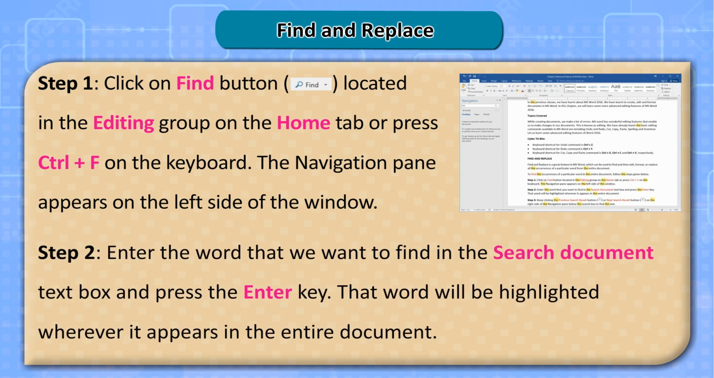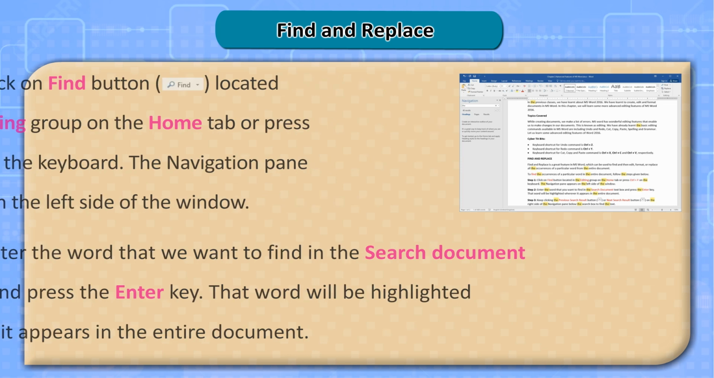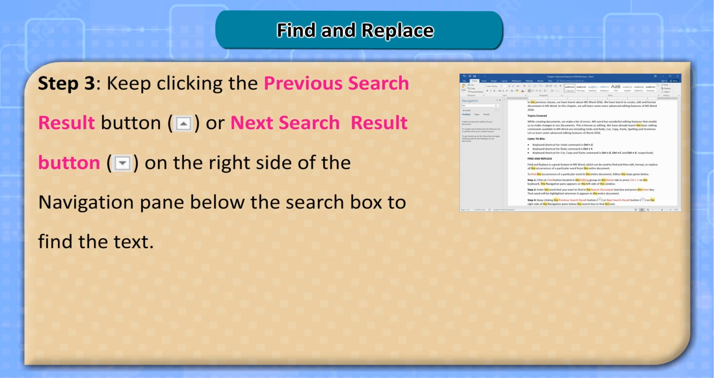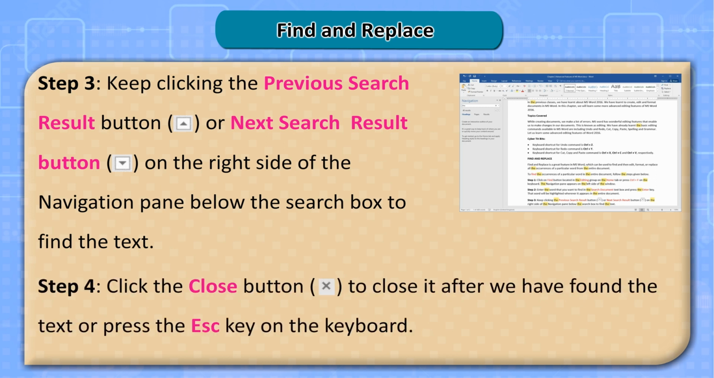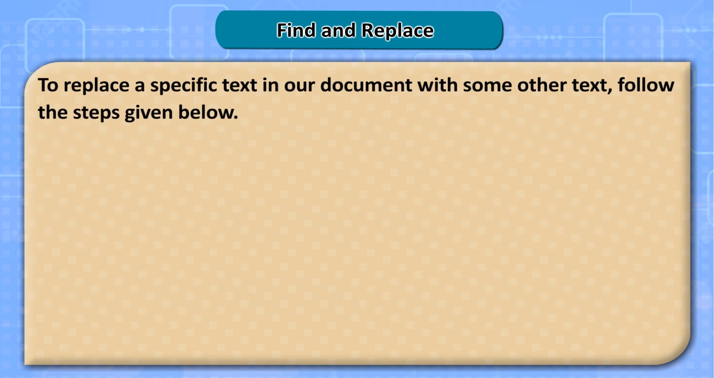Step 2. Enter the word that we want to find in the search document text box and press the Enter key. That word will be highlighted wherever it appears in the entire document. Step 3. Keep clicking the previous search result button or next search result button on the right side of the navigation pane below the search box to find the text. Step 4. Click the Close button to close it after we have found the text, or press the ESC key on the keyboard.